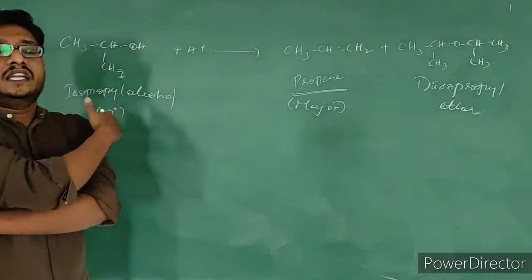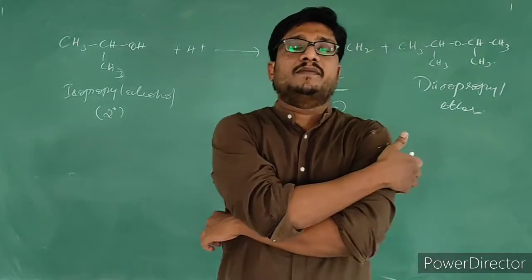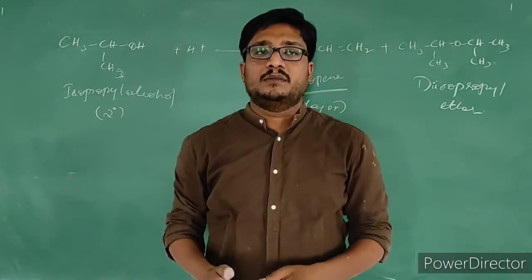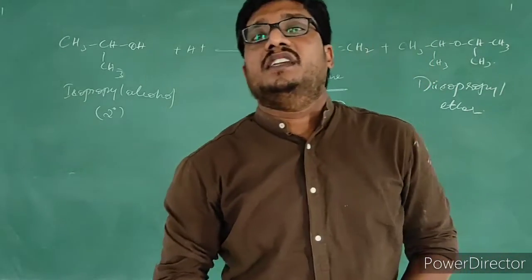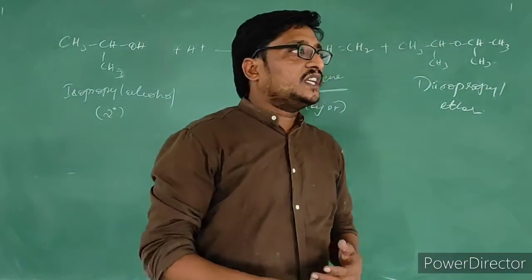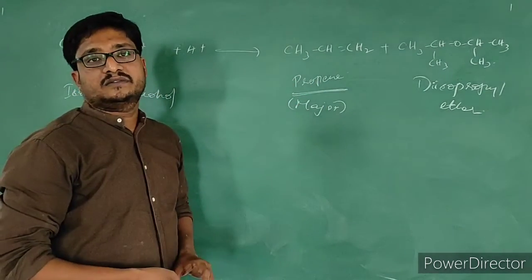Generally, when primary alcohol is treated with acid, SN2 mechanism will take place. But in case of secondary and tertiary alcohols, SN1 mechanism will take place. That is why dehydration of alcohol results in the formation of alkene as the major product.